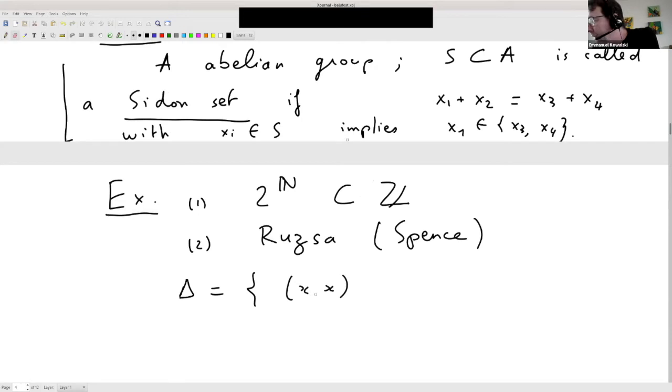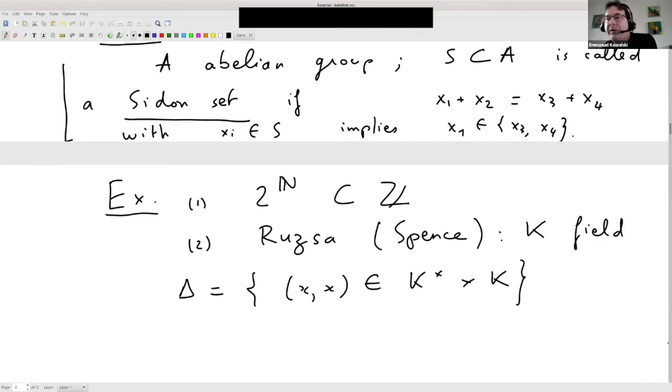So it's the diagonal, but you view it as a subset of the abelian group K star cross K, where K is an arbitrary field. This is a Sidon set because if you write down the equation in terms of this abelian group with multiplication on the first component and addition on the second component, you see that the equation implies that the 2 coordinates are the solutions of the same quadratic equation, so they have to be permutations of each other. So that's a very, very simple example.